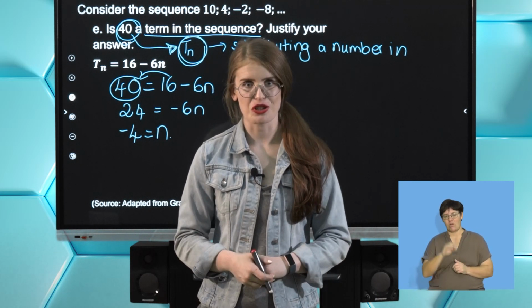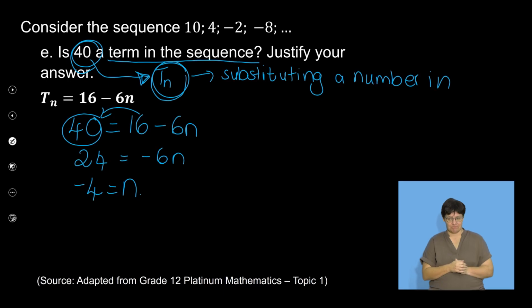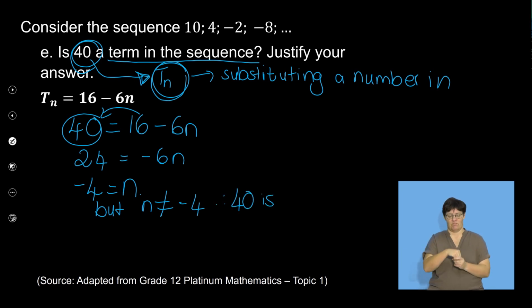So let's conclude on the board together. We're going to say n cannot be equal to negative 4, therefore 40 is not a term in the pattern.